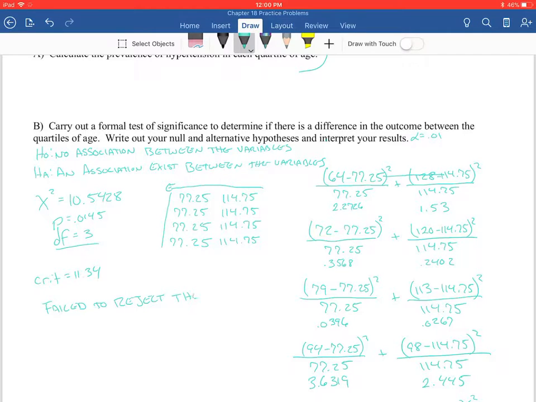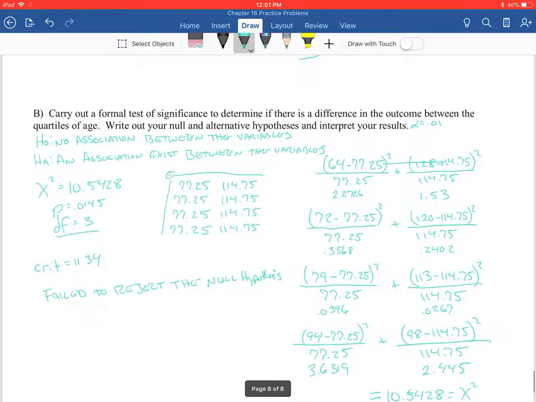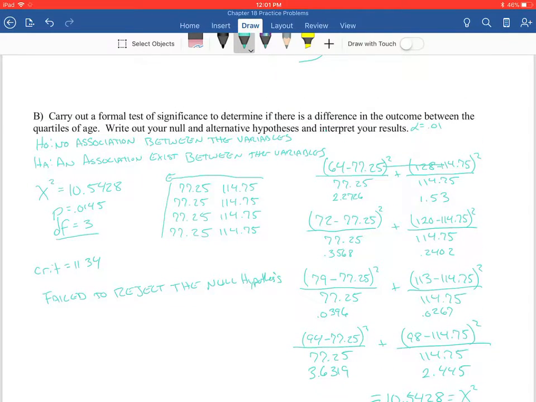failed to reject the null hypothesis. We failed to reject the null hypothesis, so as you can see, because our critical value is greater than our chi-squared value, we do not find significance at the alpha 0.01 level.